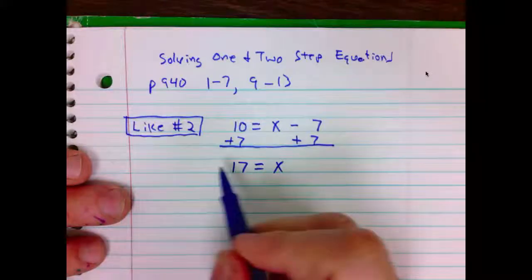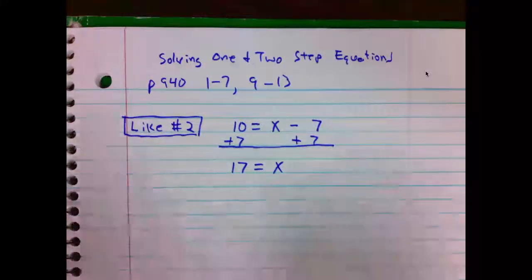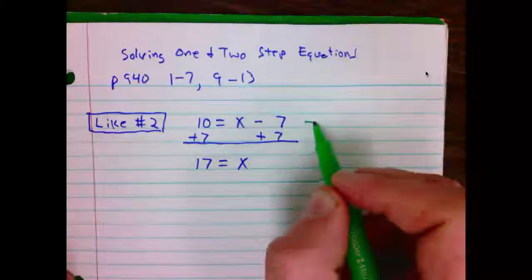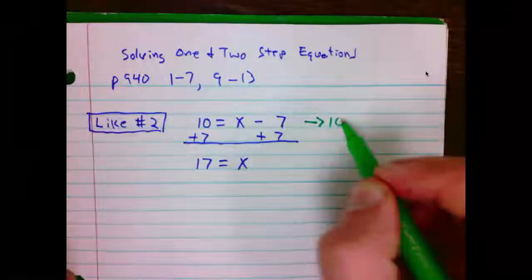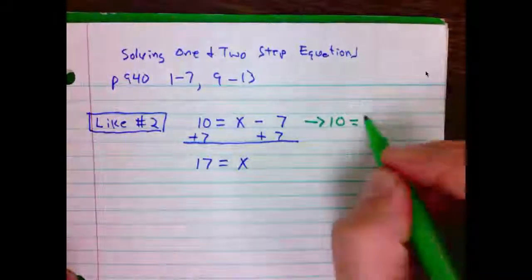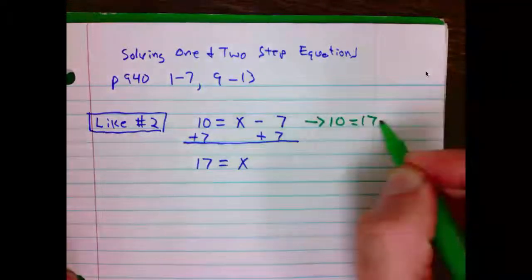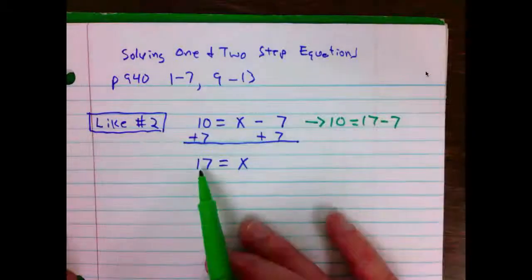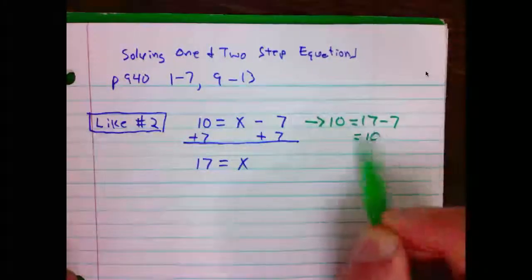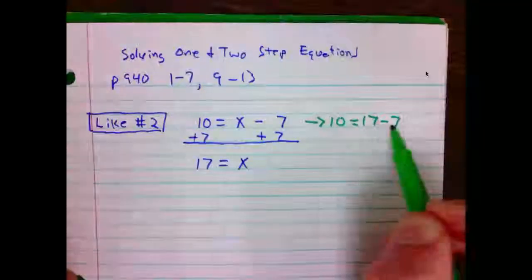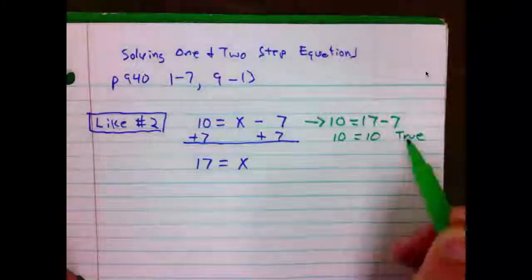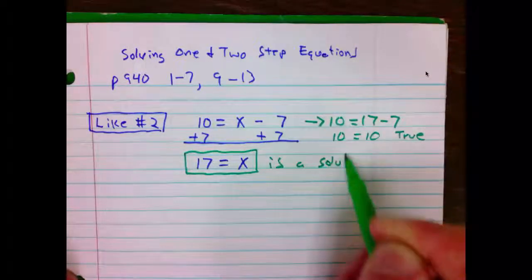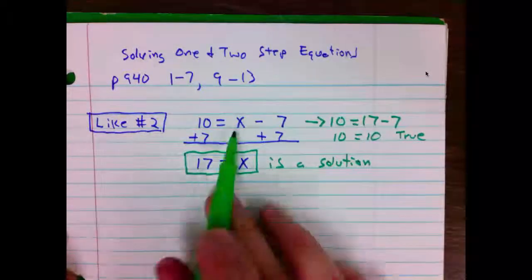Now we're going to verify that solution. I'm going to take this value of x being 17 and substitute it back into my original equation. We still have 10, we still have equals, but x becomes 17. Minus 7. The only difference between the statement in blue and the statement in green is we have substituted 17 in place of x. What is 17 minus 7? Well, that's 10. So that leaves us with the statement 10 equals 10. This statement is true. Since this statement is true, we know that x equals 17 is a solution. This is a value of x that makes the original statement true.